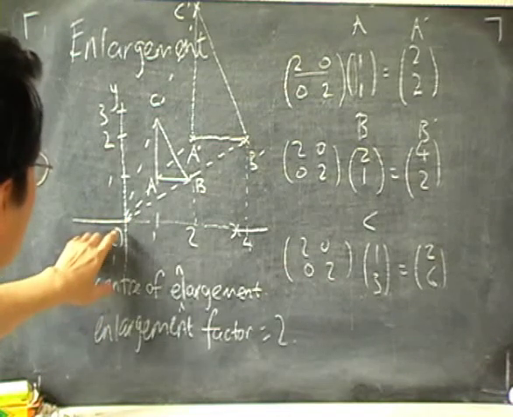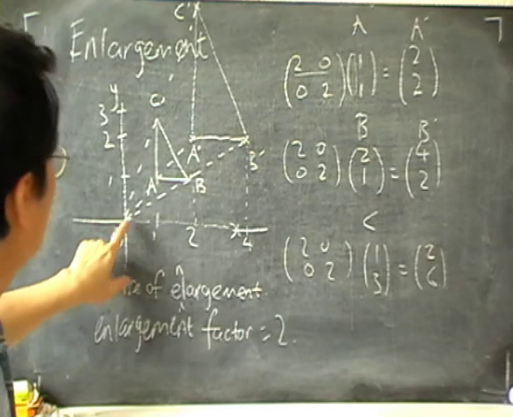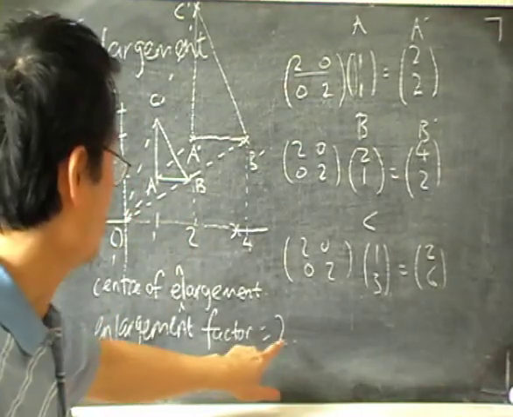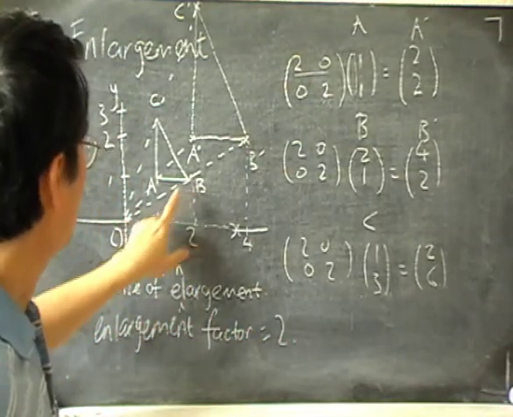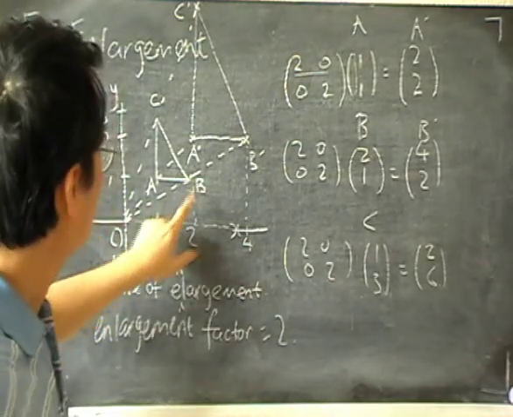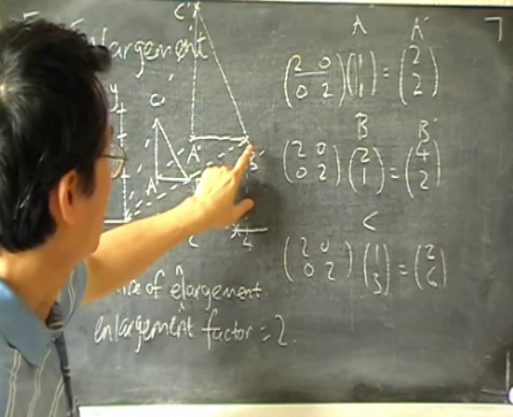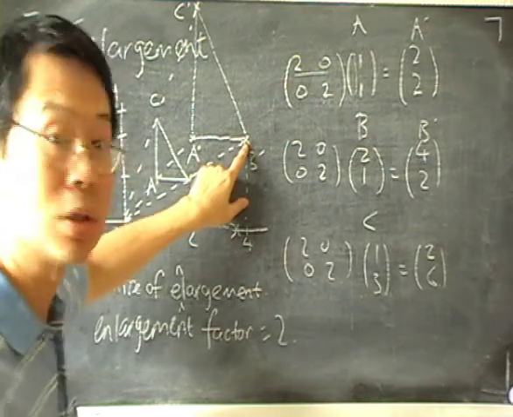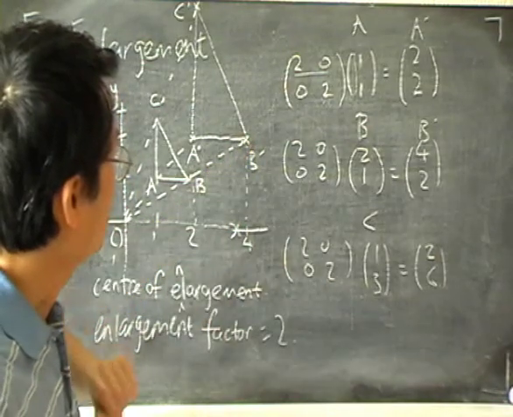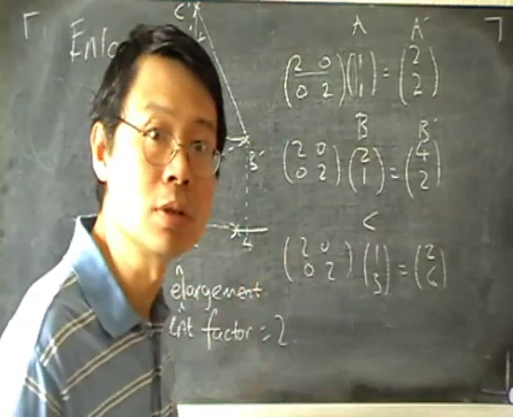So what I would do is that from the center of enlargement, I would draw a line from the center to a corner of the triangle. And because the enlargement is 2, to find the image, I simply multiply this length by 2. So this line, I would double its length and I will come here to the new point, which I call B prime. So in this way I would get the image of B without having to use the matrix.